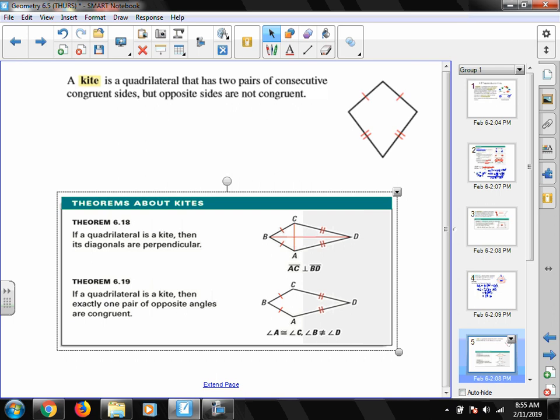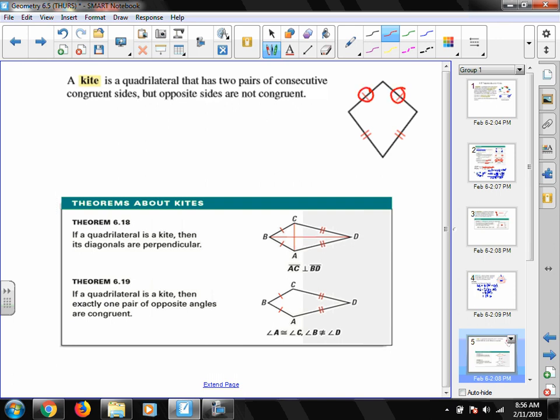What that means is, off to the right here, I've got a picture of a kite. It's right below it on your note sheet. You can see up top here, the 2 sides that are right next to each other are congruent. So I have 1 tick mark and 1 tick mark, and 2 tick marks and 2 tick marks. The ones with 1 are congruent to each other, and the ones with 2 are congruent too. So I have consecutive, one right after the other, congruent sides.